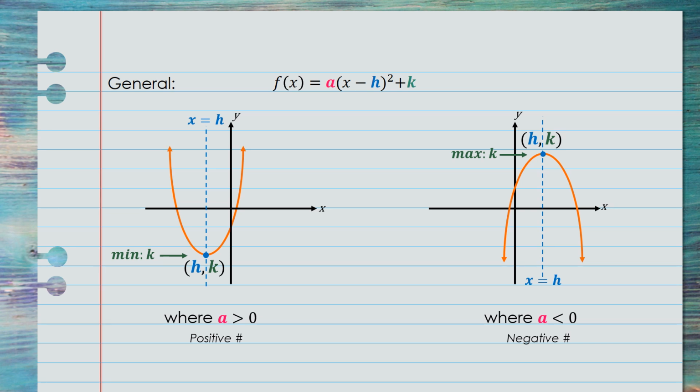So we have two possibilities. The upward facing parabola, which is where a is positive, means it will have a minimum. And then the other possibility is a downward facing parabola, which means the a value is negative, which means it has a maximum.